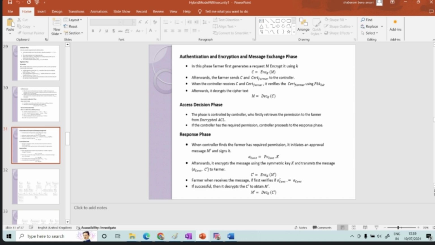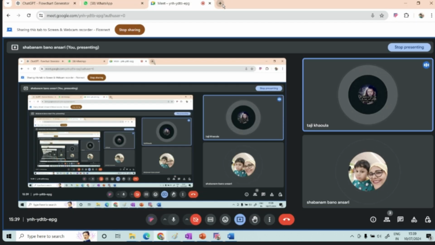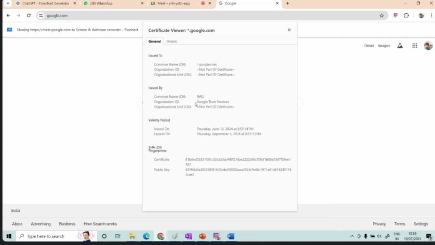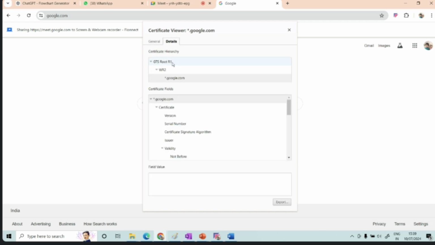So how is the certificate generated? Like if you see here, the issuer's name is Google, and the website is google.com. Here the common name, issued by WR2, organization Google Trust Services. What fingerprint algorithm is used here, I mean hash algorithm, SHA, is given. See here the details: GTS Root R1 is the certificate authority at the top level, then the certificate fields are given here.